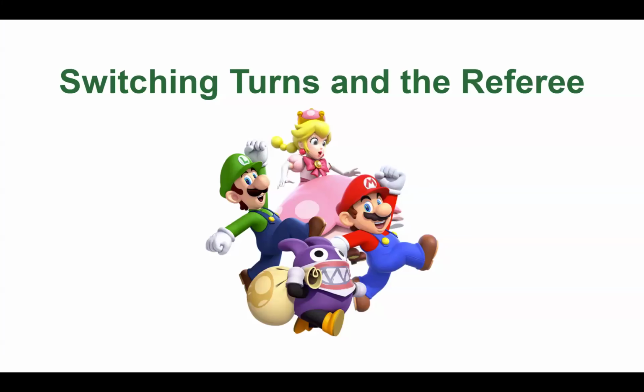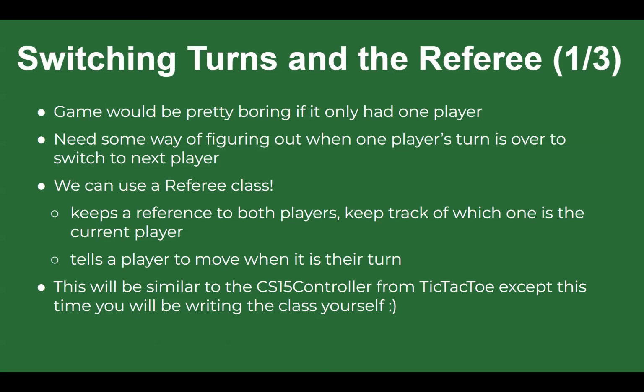Okay, next up, we're going to go over switching turns and the referee. The game would be pretty boring if it only had one player, so we want some way of figuring out when one player's turn is over to switch to the next player. And the way to do this is we can delegate it to a referee class. The idea behind the referee class is that you would keep a reference to both players, the white player and the black player, and you keep track of which one is the current player.